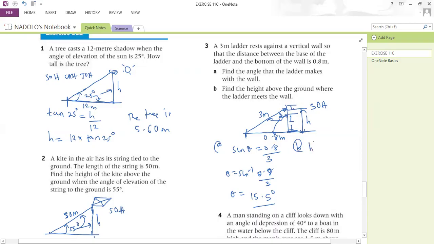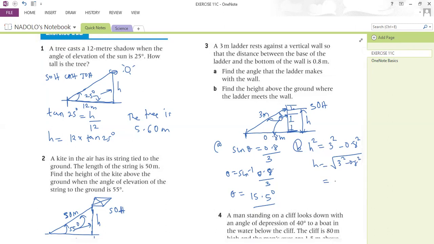So we can do h squared equals hypotenuse squared minus the base squared. So that when you want to get h, just do the square root of the difference of those squares. That should be 9 minus 0.8 squared. You do the square root. We're getting 2.891366459, to 3 significant figures, that is 2.89 meters. So the ladder is 2.89 meters from the ground. So that is number 3.